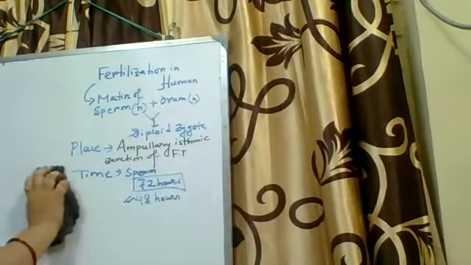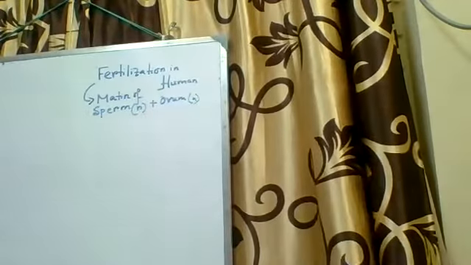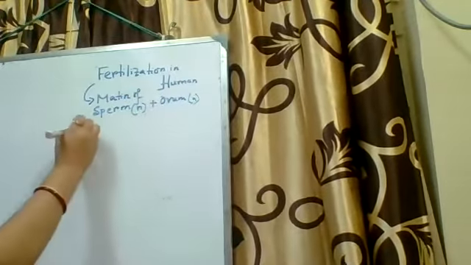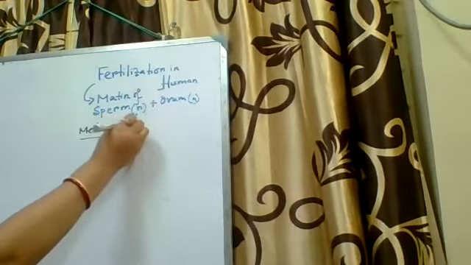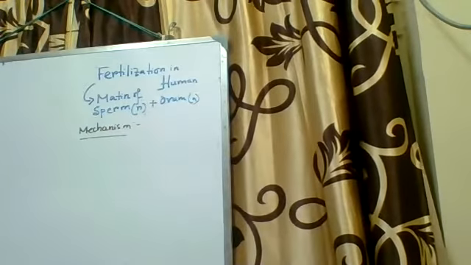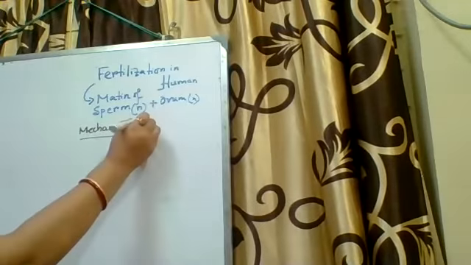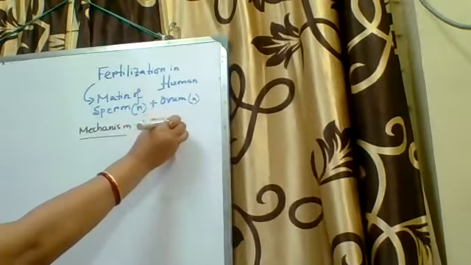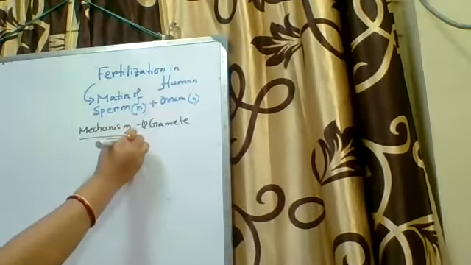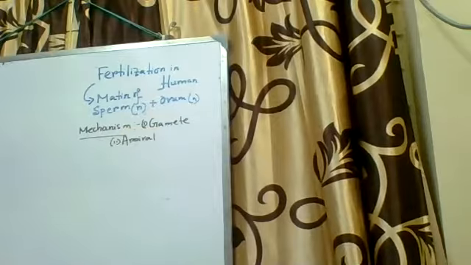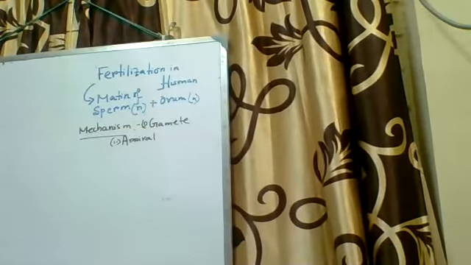mechanism of fertilization. Please remember, on the basis of its mechanism, it is divided into different stages. The first stage is gamete formation. The second stage is called arrival of the sperm. As you know, in the human body, the female gamete, ovum, is non-motile. Only the male gamete is motile.